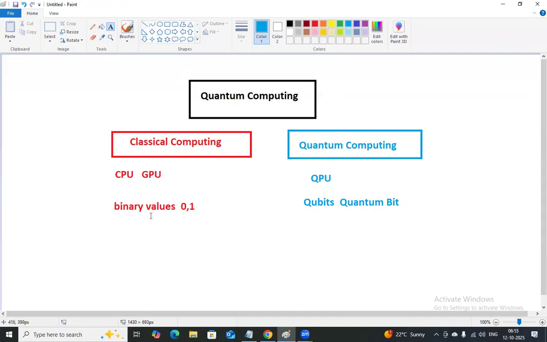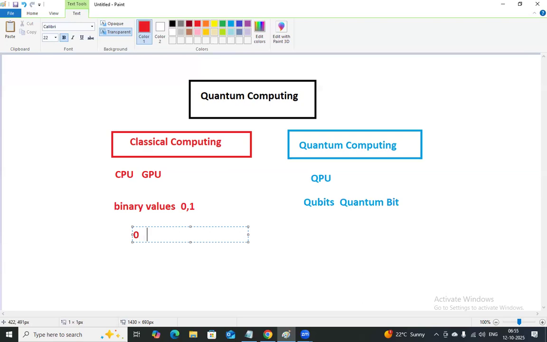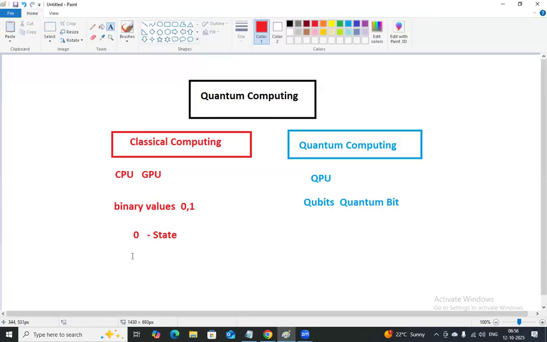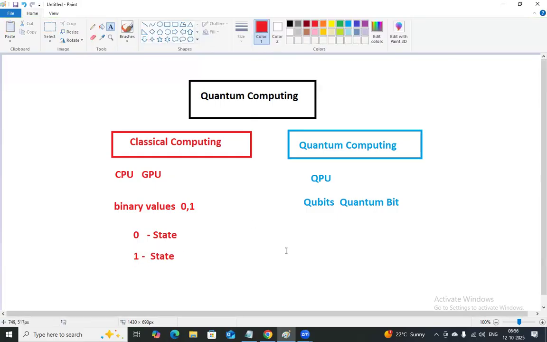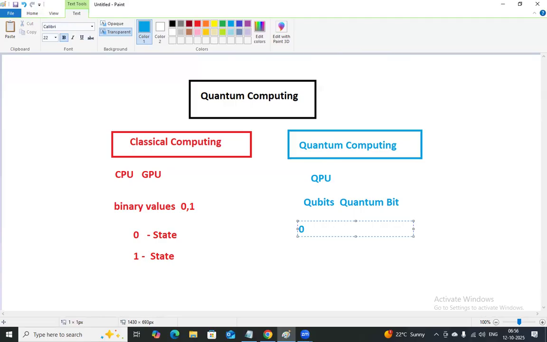For example, clearly we have two states. 0 is a state, and 1 is also a state. A machine has two binary states here, one is 0 and one is 1. But in quantum computers, there is a state between the 0 and 1.